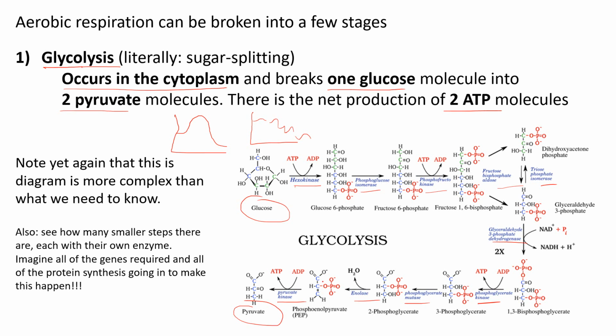You can also imagine that if you have a mutation in one of the genes that codes for one of these enzymes, that could cause big problems for your body, because obviously if you can't do glycolysis, you can't get energy and you would die. So isn't it great that our DNA replication process and our DNA transcription process and translation process is so accurate? Moving on.